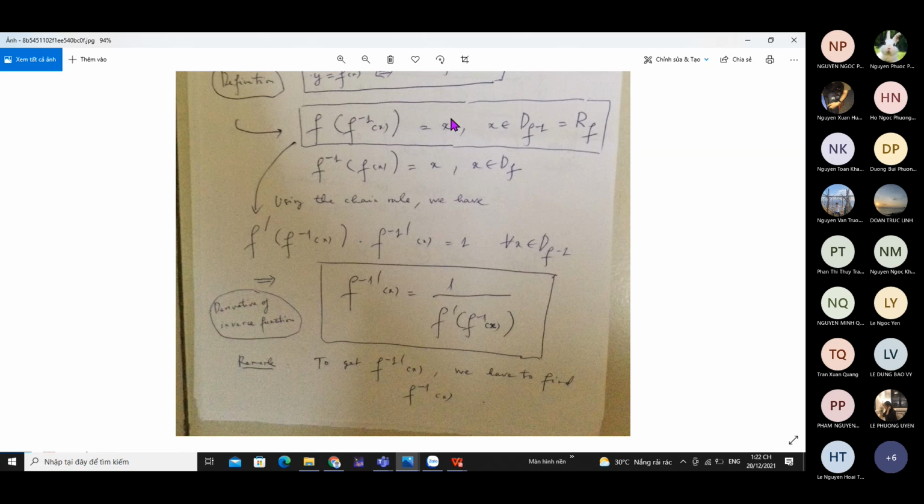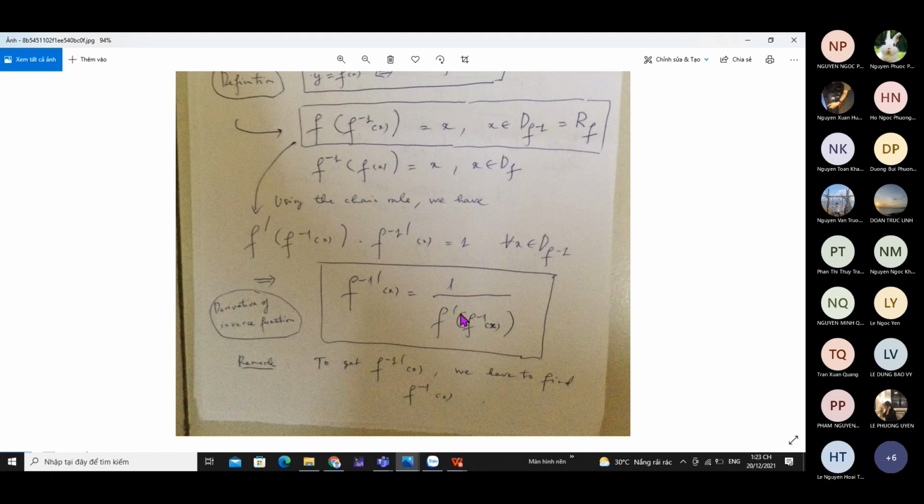And then we just differentiate both sides of this equation with respect to x. So here we get the derivative of f inverse at x equals 1 over the derivative of f at f inverse of x. So look at this formula. To get the derivative of f inverse at x, we have to find f inverse of x.